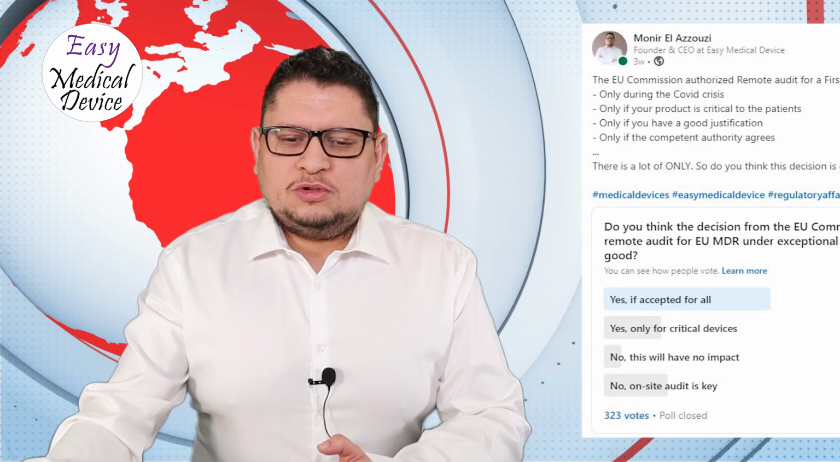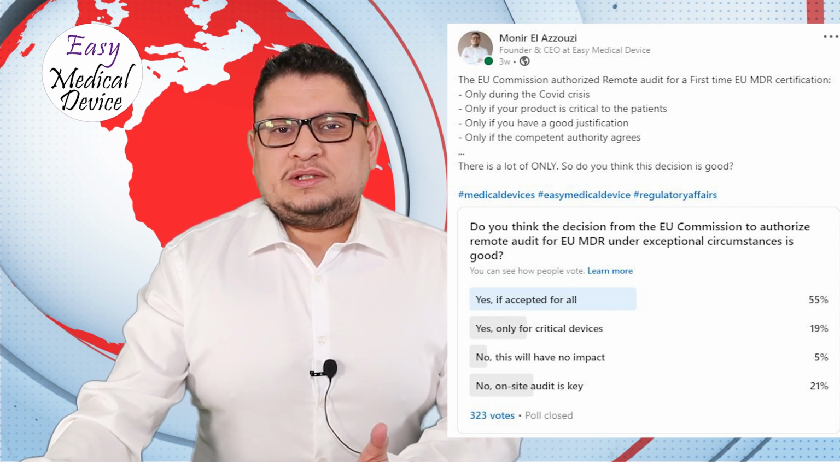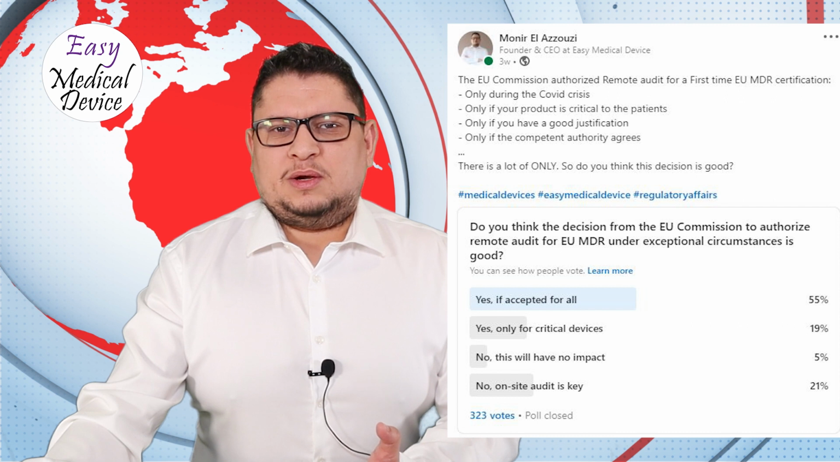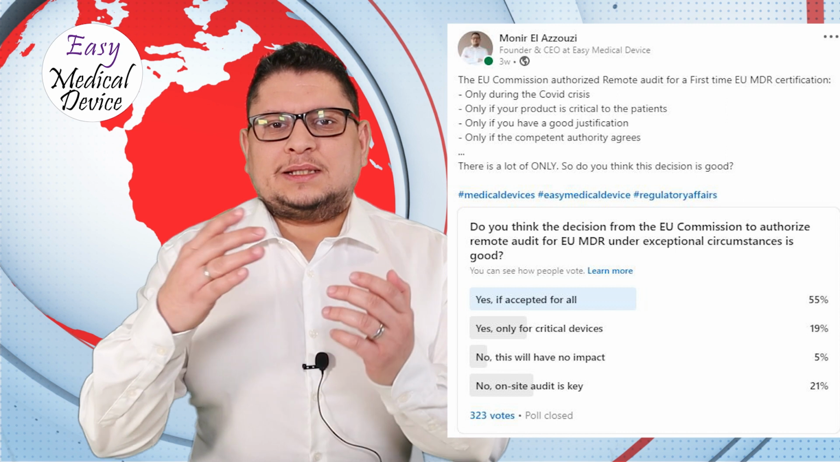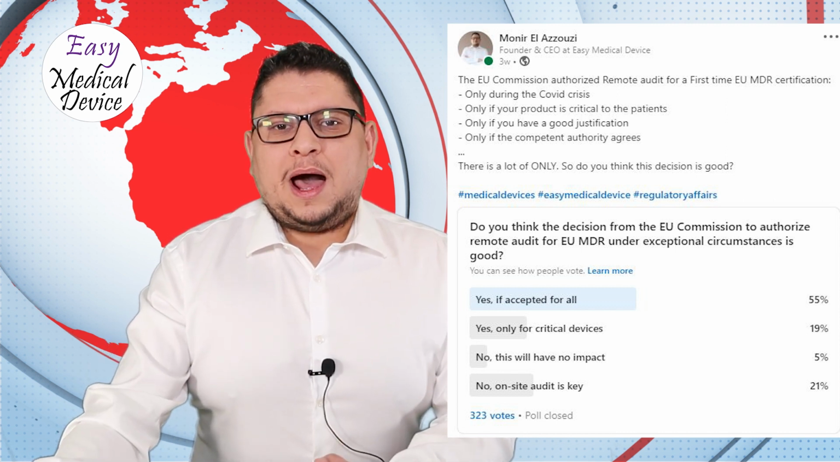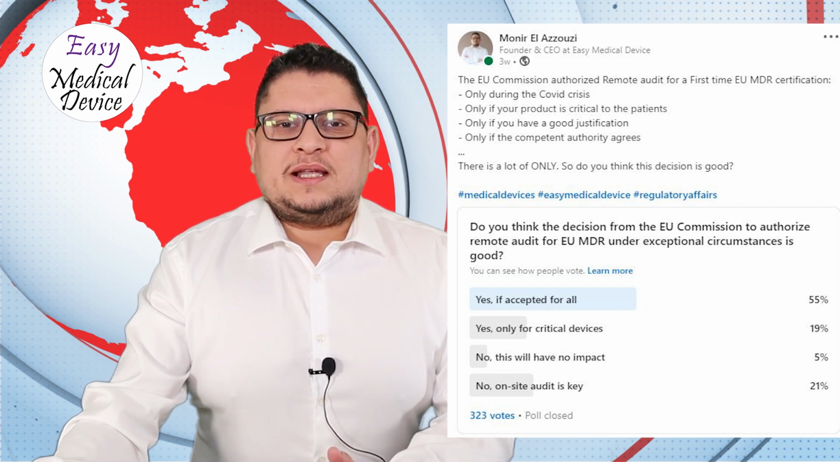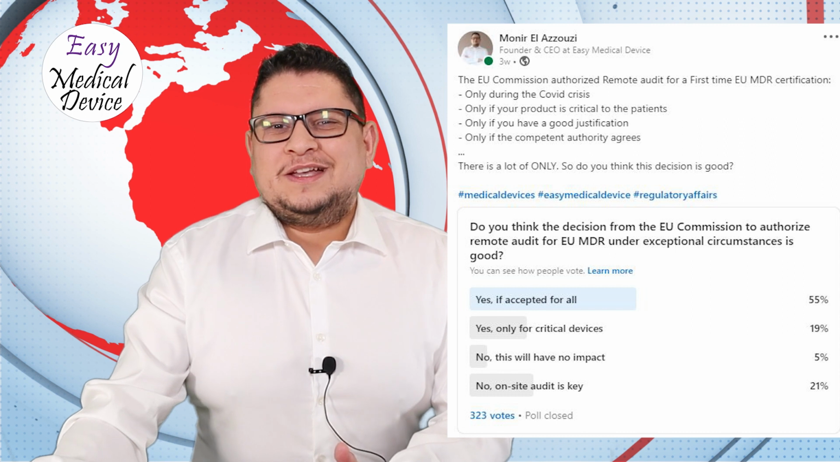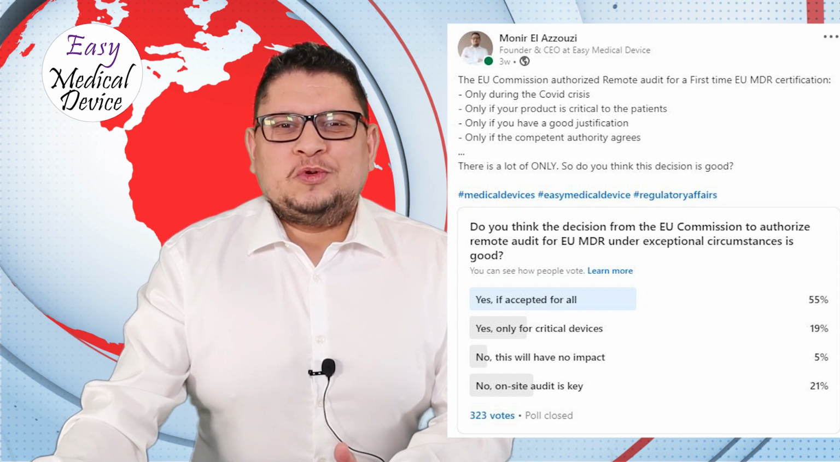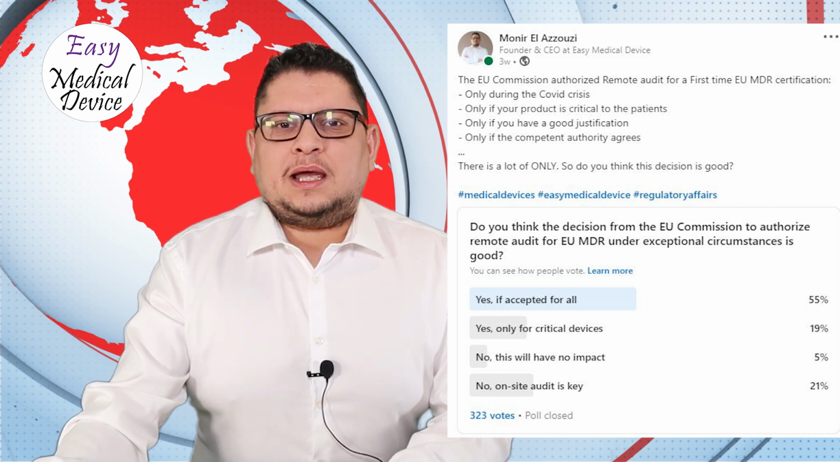We can see in the result of the survey that 55% say yes, but only if it is accepted for all, because there were a lot of rules saying that a company can have a remote audit only in certain cases. Here, more than half of the people, around 323 votes, say that it will be fine to have that if it is accepted for all. And the second answer is no. No, you should not do remote audits because on-site audit is key. 21% answered that.